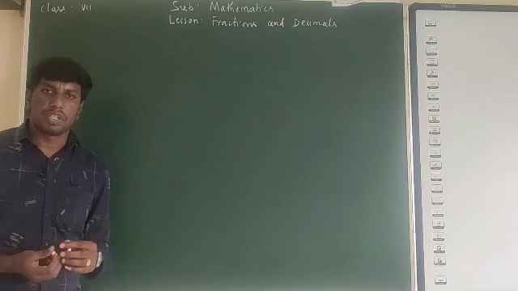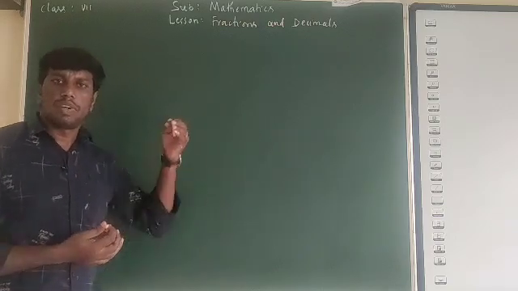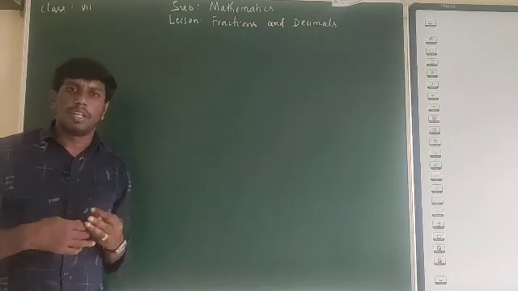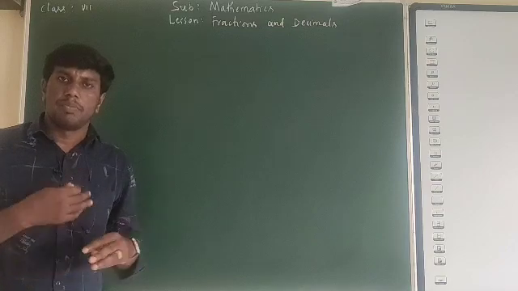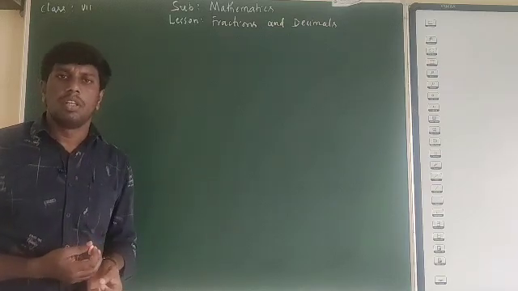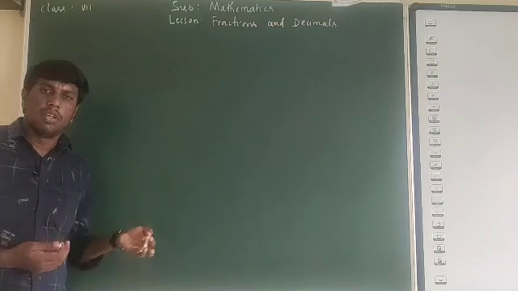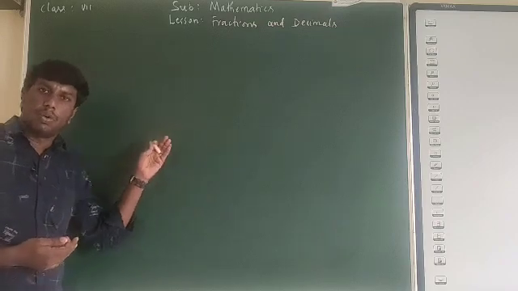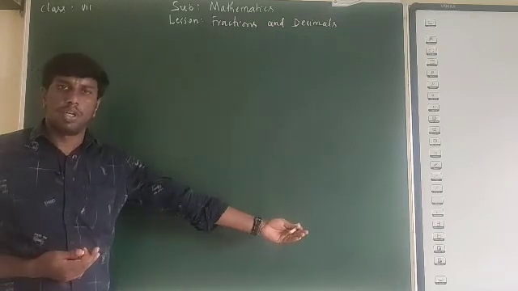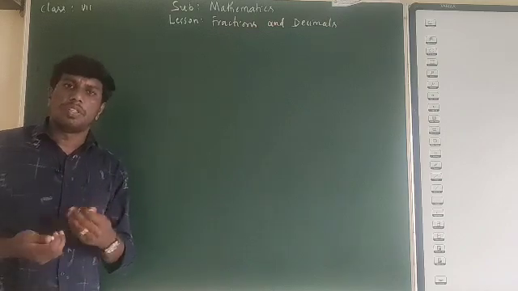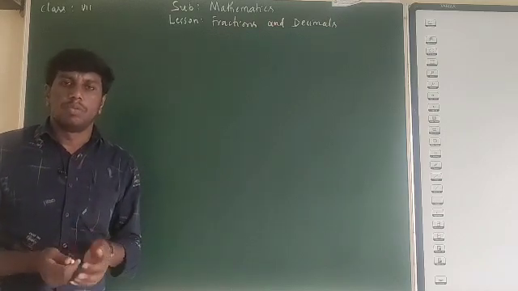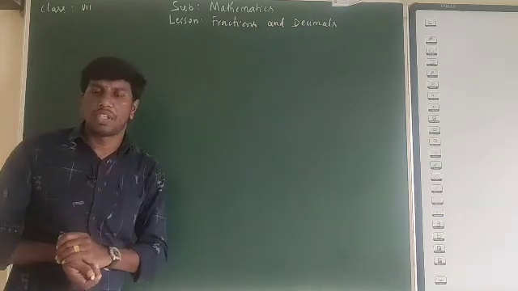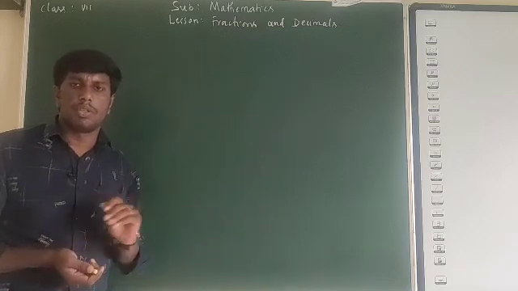We are discussing fractions and decimals. In that lesson, fractions are completed. In the last video I gave a brief introduction to decimal numbers. What is a decimal number? How do we write it? If you write a decimal number, there is a whole number part and a decimal part, and the point is called the decimal point. Then how to convert from decimal numbers to fractions, and fractions to decimals.